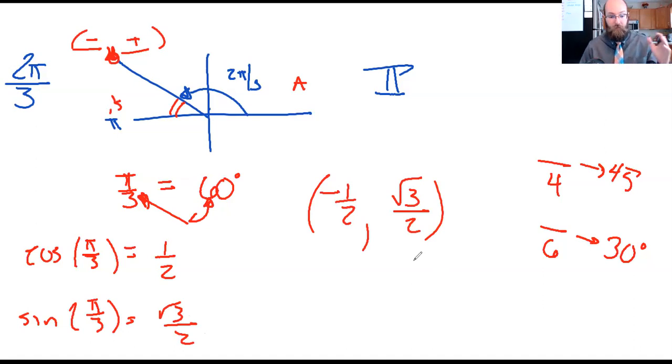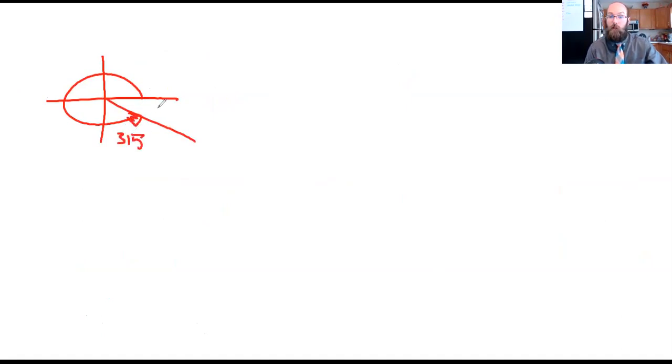Cool, hopefully this was helpful, but if not, we're gonna do another one, so let's try that. So my next one is 315 degrees. If that full thing is 315 degrees, what's my leftover piece here? 45, right? You guessed it, good job.